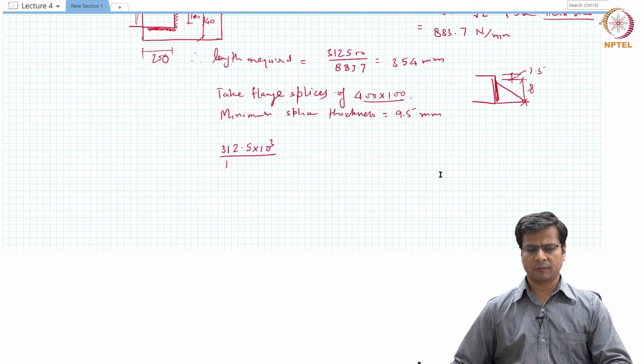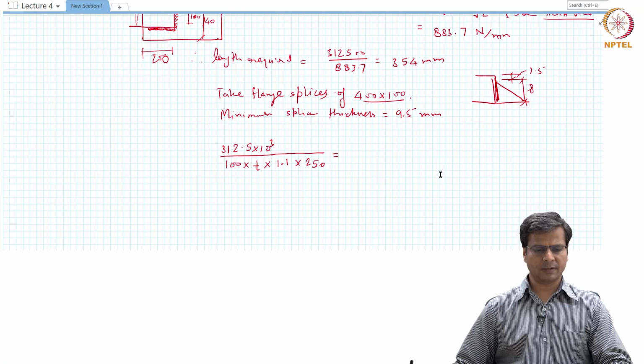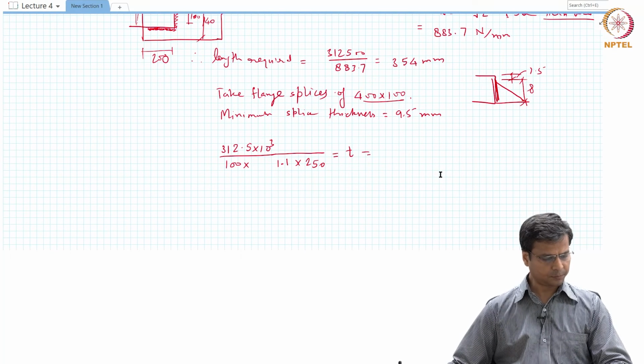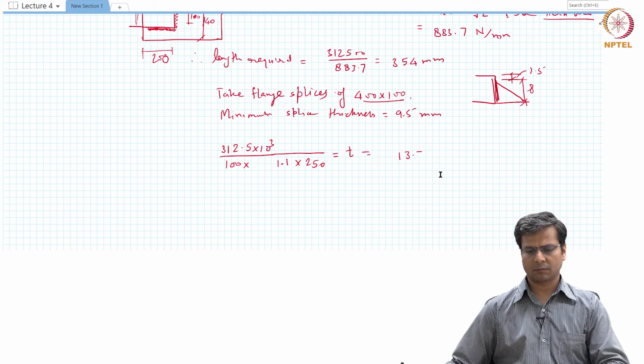So 100 millimeter width multiplied by whatever the thickness is, thickness we don't know yet, divided by 1.1, that is the factor of safety, and divided by 250, that is the yield stress of steel. And this basically gives me, this should be equal to, sorry. So the thickness should be equal to this much, which turns out to be 13.75 millimeter. So the thickness of this plate that is required to resist the load is 13.75.